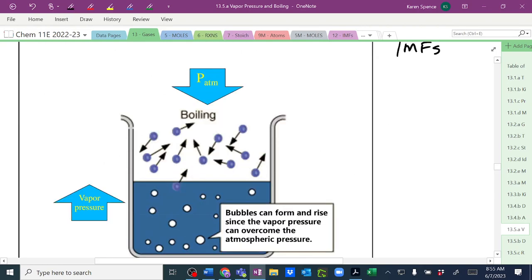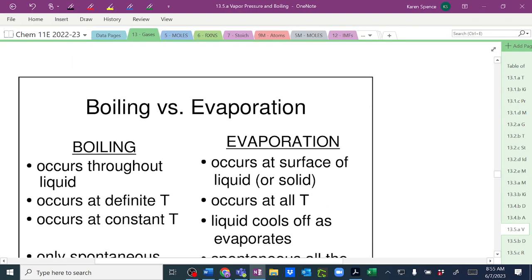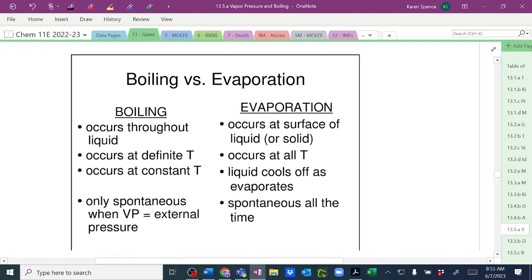Okay. I feel like this sheet really needs a lot of editing. I think I just kind of threw it together at the last minute.